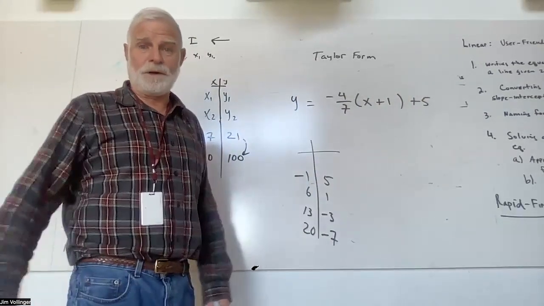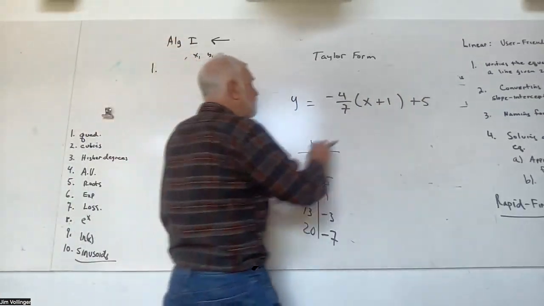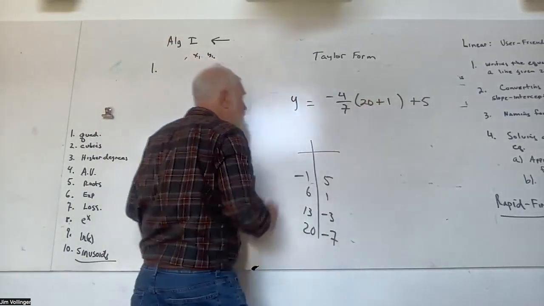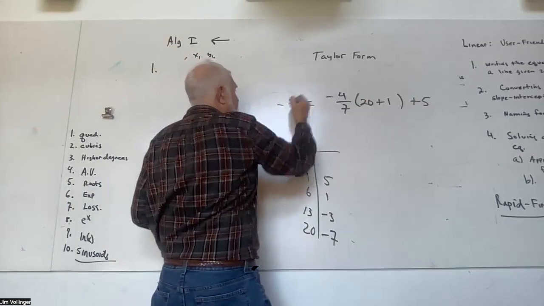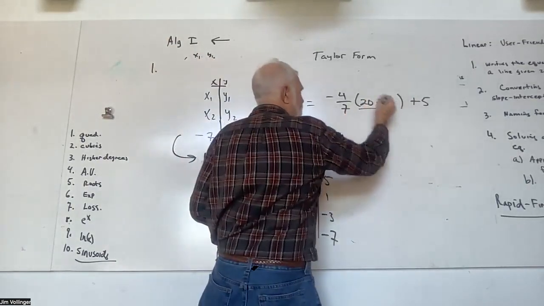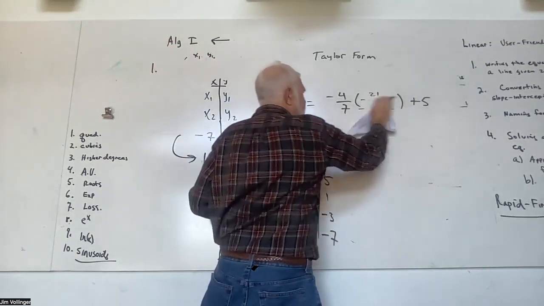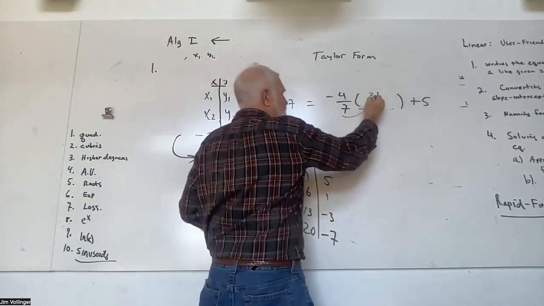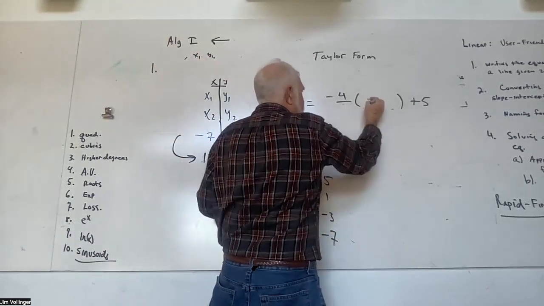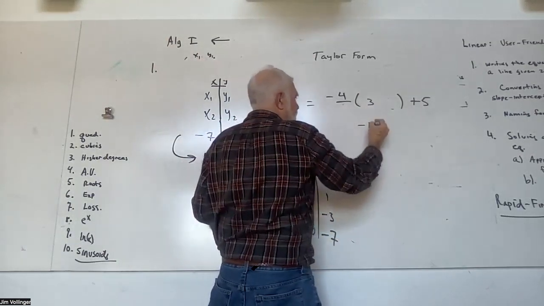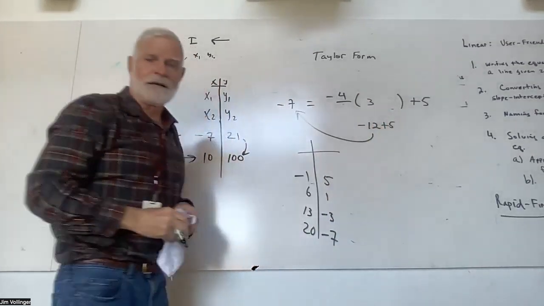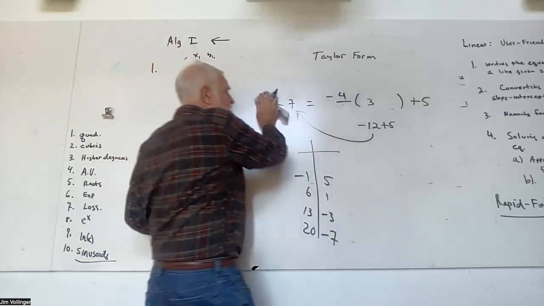Making sure that it works. Let's put 20 in for x. Let's put -7 in for y. Do we get truth? 20 plus 1, 21. 7 goes into 21, 3. -4 times 3, -12, plus 5. Seems to work. One last one.